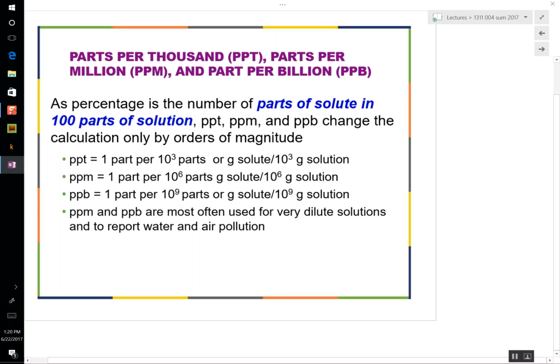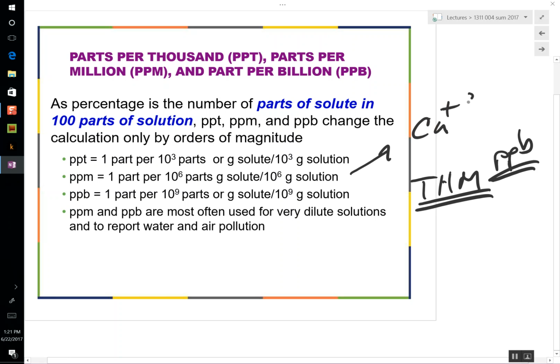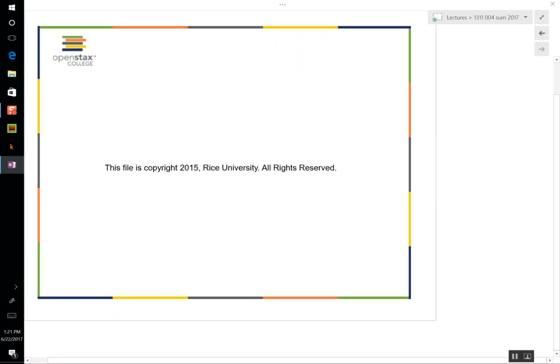There's a problem you could do. Okay, here's other concentrations. Parts per thousand, PPT. ppm, parts per million, 10 to the sixth. ppb, parts per billion. The THMs, some of you looking at the SAWS water report, I think they report these in parts per billion. They report calcium concentrations in parts per million. All right, so these are things that you'll see in the literature. And that's it.